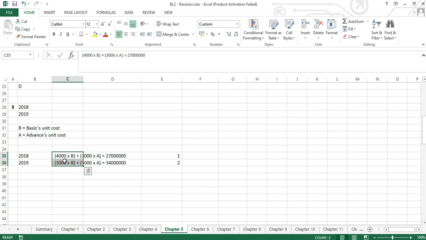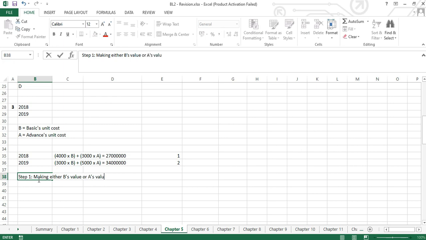Alright, now what you need to do is make either B side or A side equal. So the first step is making either B's value or A's value equal. I'll choose B's value. Okay, let's choose something that is more divisible. So I'm gonna choose B's value, that's fine.